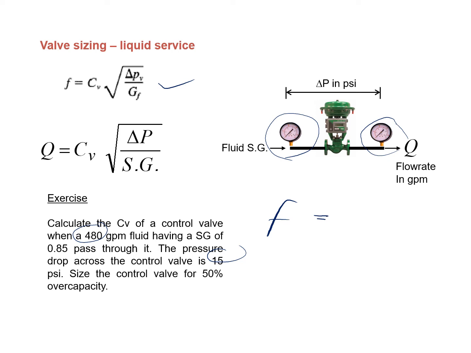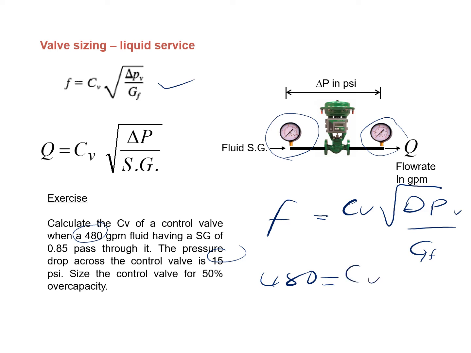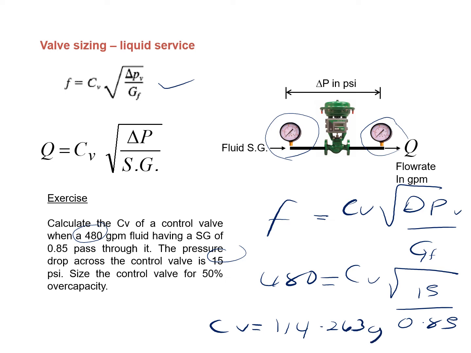So for the flow here, we use this formula: Q equals CV times square root of delta PV over GF. So Q is 480, CV is the unknown, this is 15 and 0.85. So the last answer would be 114.263 GPM per psi.